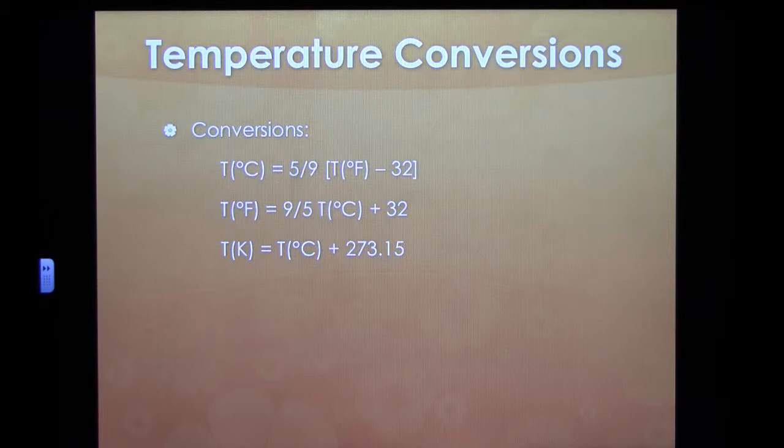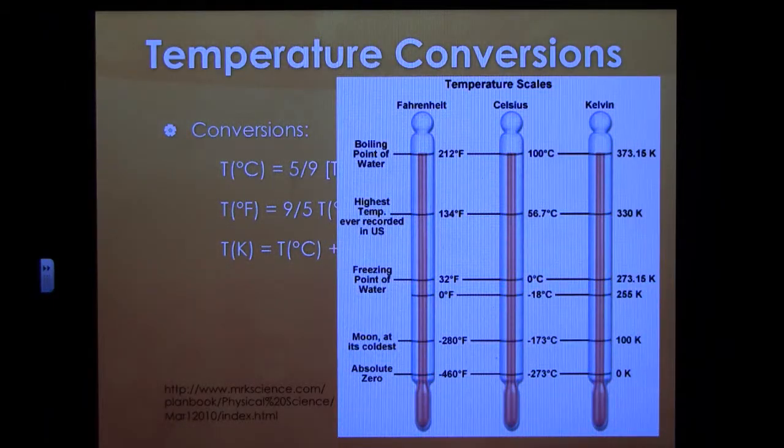And finally, to convert from degrees Celsius to Kelvin, we take the temperature in degrees Celsius and add 273, or to be more precise, 273.15. You will not have to memorize the first two equations, but you must memorize the third. This will be used throughout the entire thermodynamics unit.